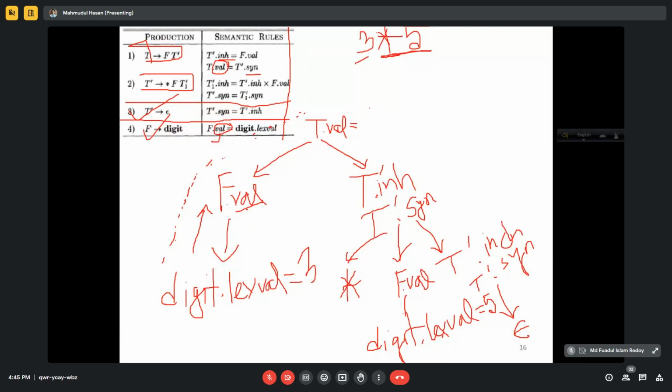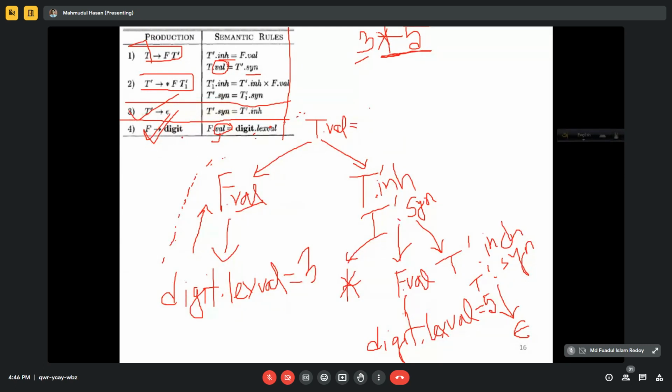Is the F value synthesized or inherited? Synthesized. That means which production rule do I need to consider, T to F T dash or F to digit? F to digit, because this one is synthesized. So you need to consider this production rule.